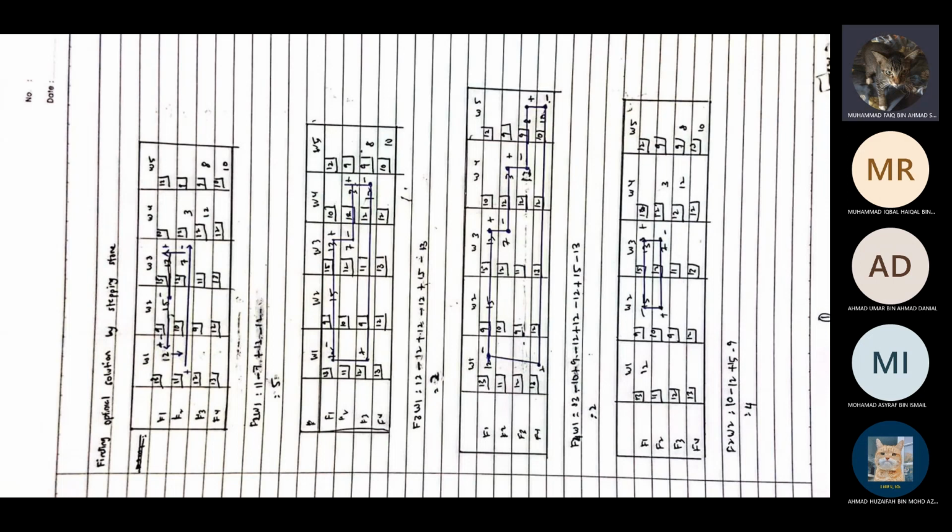Okay, for the optimal solution, our group uses the stepping stone method. The stepping stone method is used to check the optimality of the initial feasible solution determined by using any method, which is the northwest method, least cost method, or Vogel approximation method. Thus, the stepping stone method is a procedure for finding the potential of any non-basic variable, which is the empty cell, in terms of the objective function.